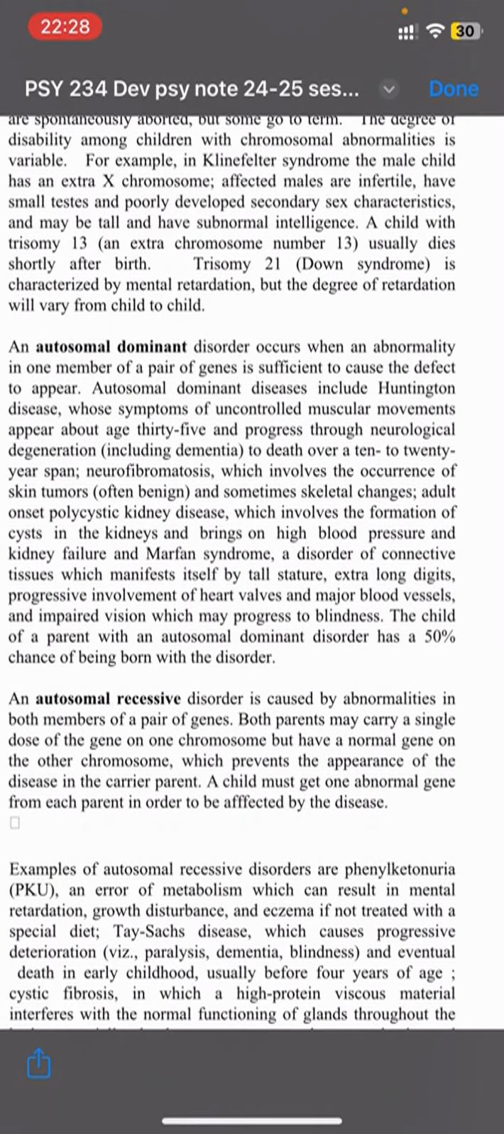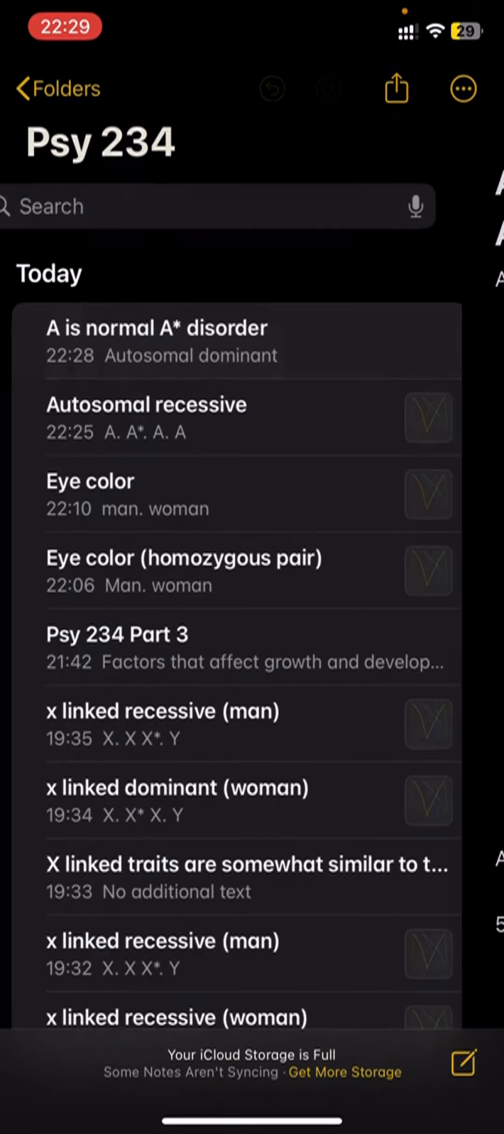Now, then we have autosomal recessive. This one is a disorder caused by abnormalities in both members of a pair of genes. Both parents may carry a single dose of the gene on one chromosome but have a normal gene on the other chromosome, which prevents the appearance of the disease in the carrier parent. A child must get one abnormal gene from each parent in order to be affected by the gene.